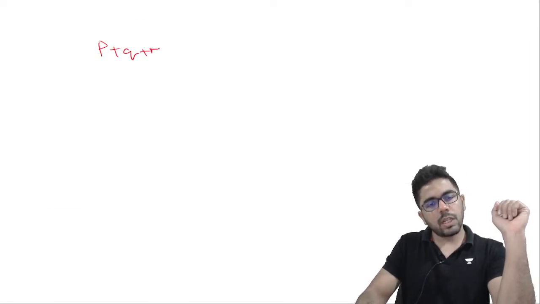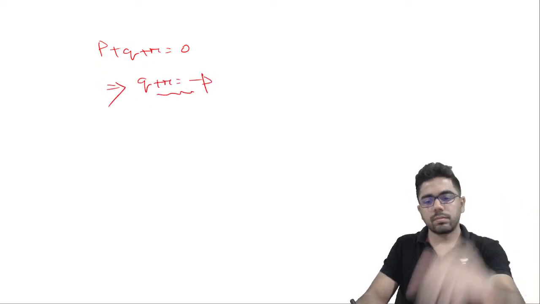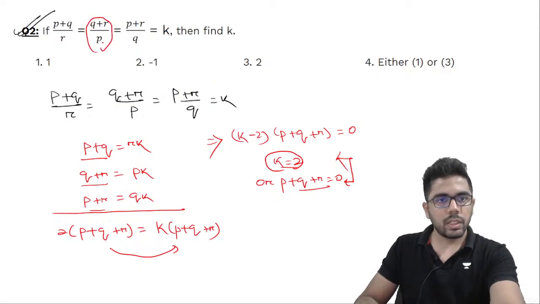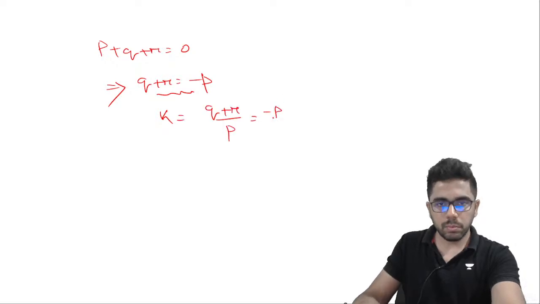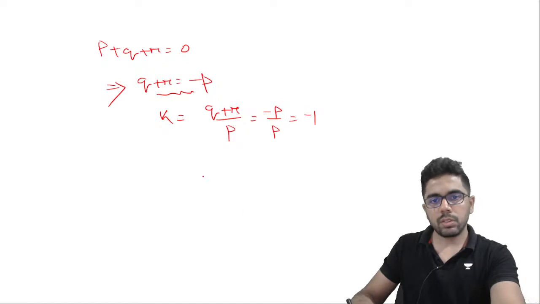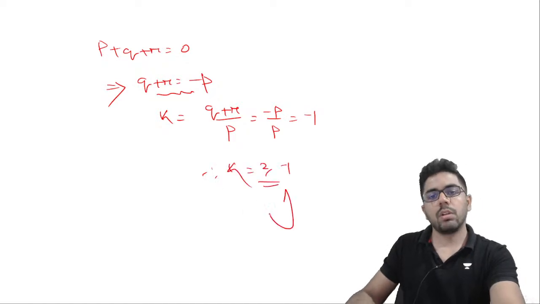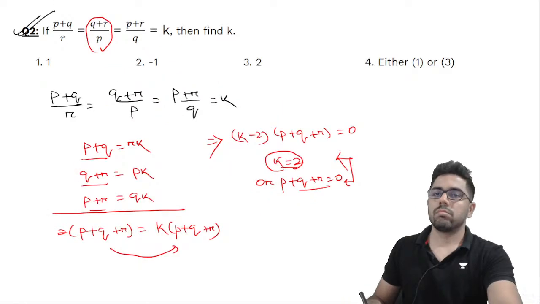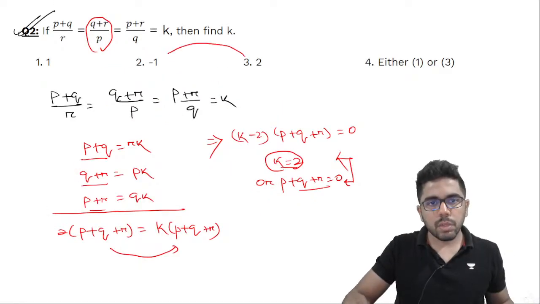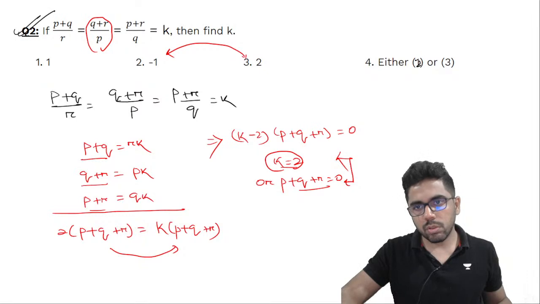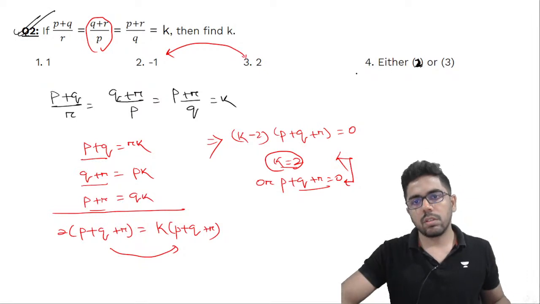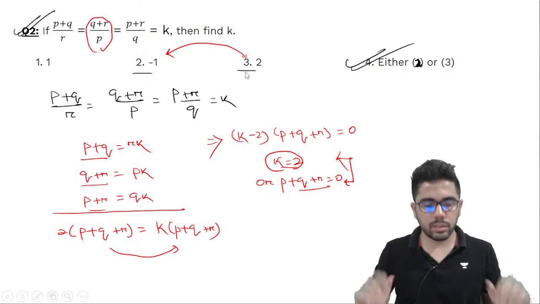Let's explore that. If p plus q plus r is equal to 0, then q plus r is equal to minus p. Now look at this. K is equal to q plus r by p, so you get minus p by p, minus 1. Hence I get two values of k. K is 2 or minus 1. Both are correct. But if you cancel, only one value will come. So 2 and minus 1. Sorry, this is a typing mistake here. It is either option 2 or 3. I'll go with this. Option 2 is there, 3 is there. Both are correct.